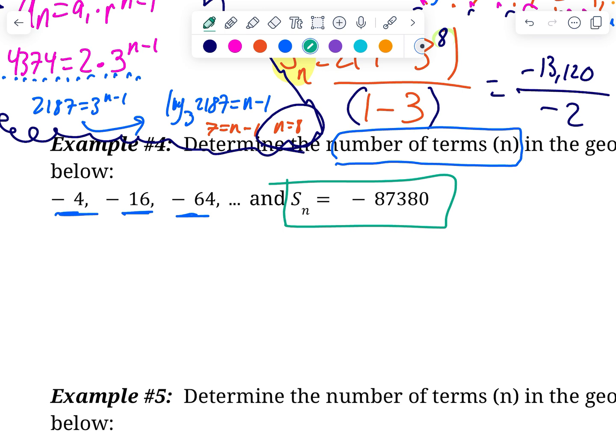So the question is, did I add up the first 9 numbers to get that, or the first 7 numbers, or the first 14 numbers? How many numbers in this list did I add up to get this?